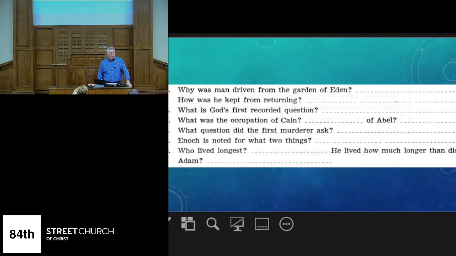All right, who lived the longest? Everybody knows this answer, right? Methuselah. Okay. And how many years was that? 969. Okay. How much longer did he live than Adam? No, there won't be a test on that, because I don't have them all memorized. But those are two of the main figures when we talk about how long somebody lived. That's a long time.